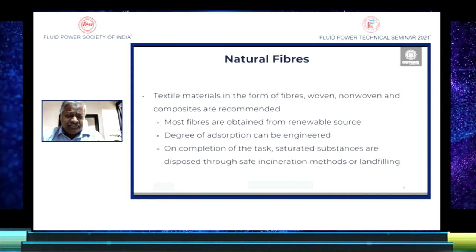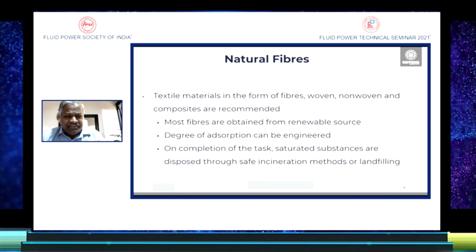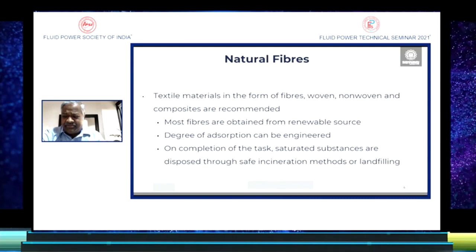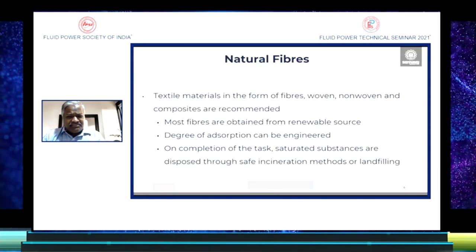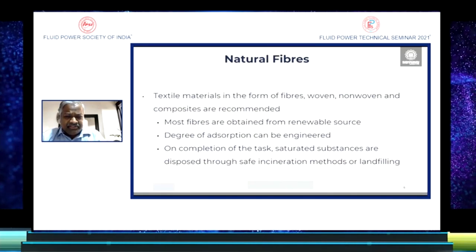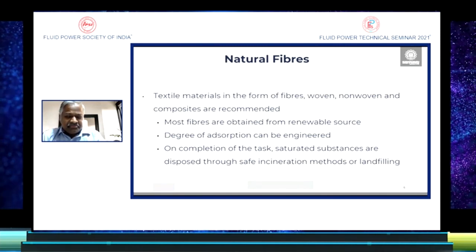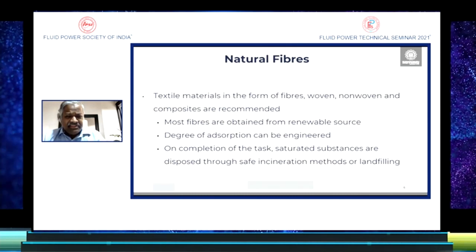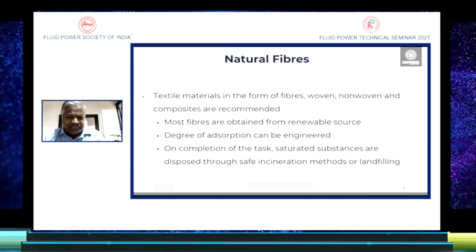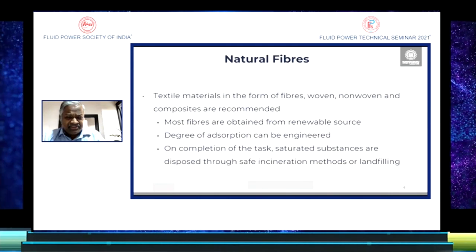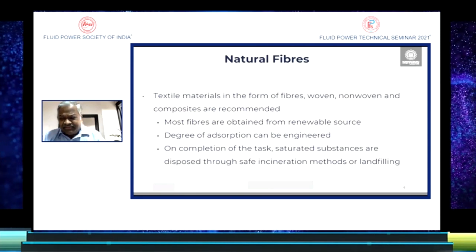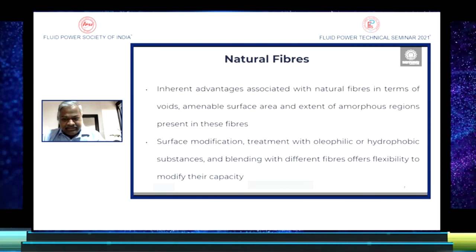When we say natural fiber, in addition to the cost, the disposal is also a very easy process. It can be used as a source of alternative fuel, or it can be disposed of by incineration. Most natural fibers are obtained from renewable sources, and we don't need to depend on oil-based or petroleum-based products. Natural fibers can definitely be modified in their properties. I was talking about engineering; this engineering is possible with natural fibers, so that we can change the absorption level. And on completion of the task, the saturated substances can be disposed of very safely.